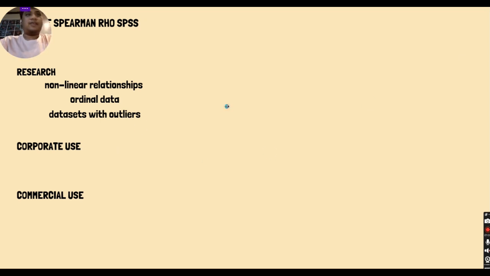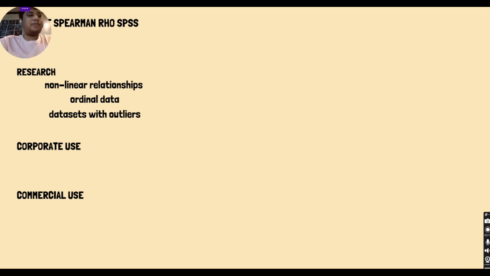Now, Spearman-rho in SPSS, what do you use it for? What do we use it for? What are its possible uses? So, first and foremost, obviously, research, determining data, like I said, or the relationship between two variables in a data set. And as you can see here, you could also use it to look for nonlinear relationships, ordinal data, or data sets with outliers. As I said, as long as we know how to operate the SPSS, we could easily look for the data that we need, including these three.